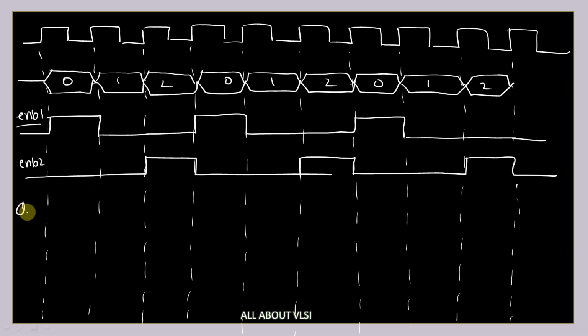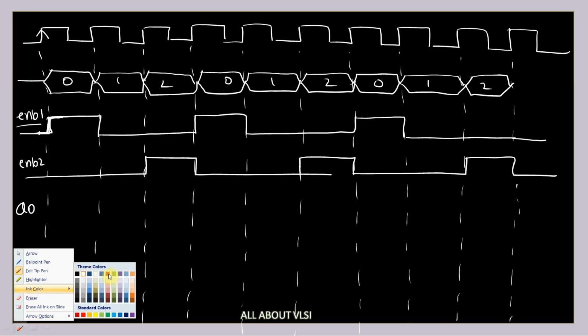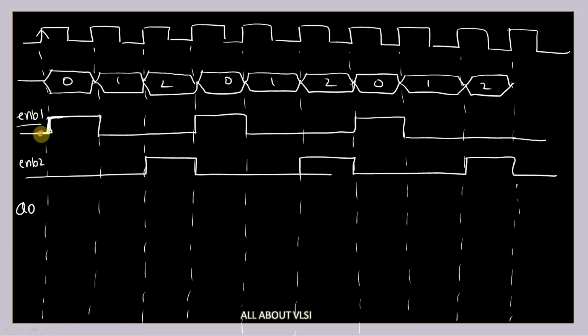So for my Q0, at this positive edge of clock, if I look at my enable 1 signal, there is a transition. So what value should I take, whether I should take 0 or 1? I am going to consider the value exactly before the positive edge of the clock. Let me take one more marker. This is the value I'm going to consider exactly before the positive edge of the clock, and this value will be sampled by the flip flop.